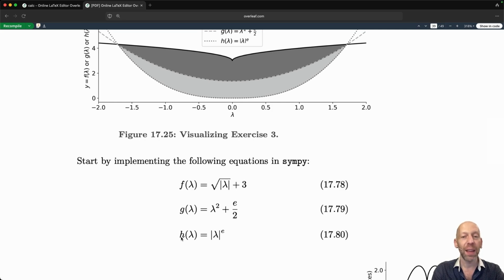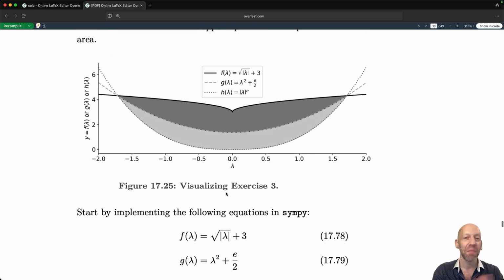And then h of lambda is the absolute value of lambda to the power of e. Just a bunch of weird looking functions that I came up with. But when you plot them on top of each other, they do form these interesting shapes. You can see that they all pinch, they all meet at not exactly the same value of lambda, but very, very close. So this forms 2 shapes. We can form 2 shapes between f of lambda and g of lambda, and between g of lambda and h of lambda.